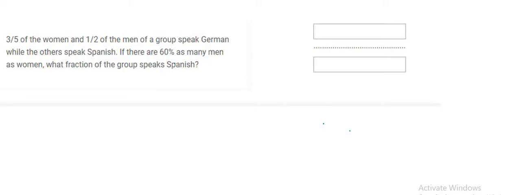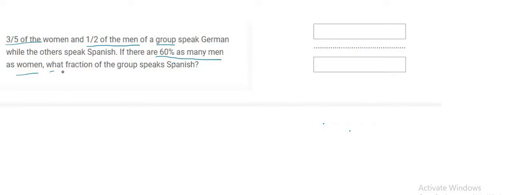We're going to solve another problem of arithmetic. In this problem it says 3/5 of the women and half of the men of a group speak German while the others speak Spanish. If there are 60% as many men as women, what fraction of the group speaks Spanish?